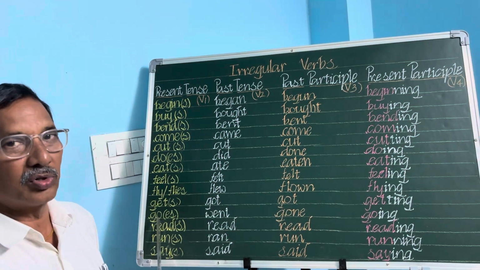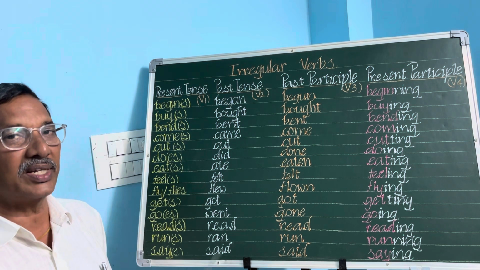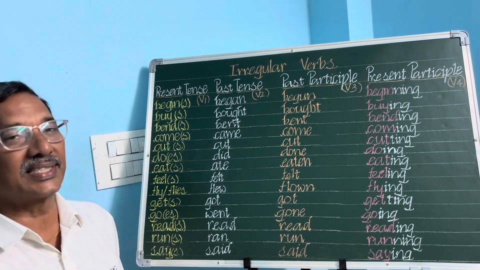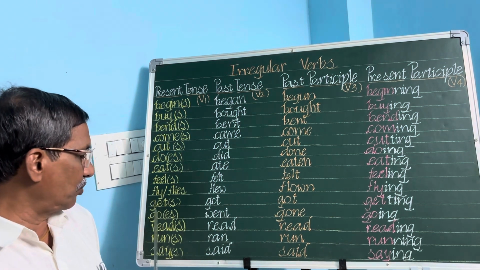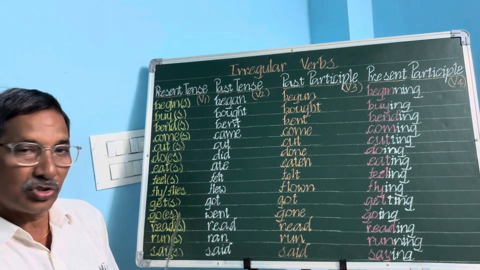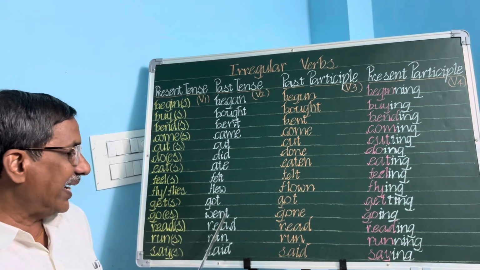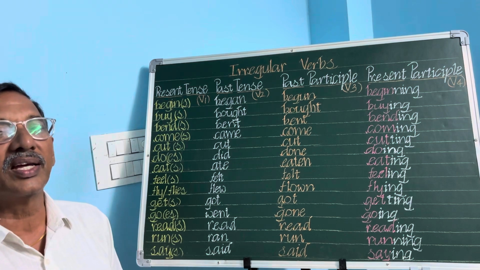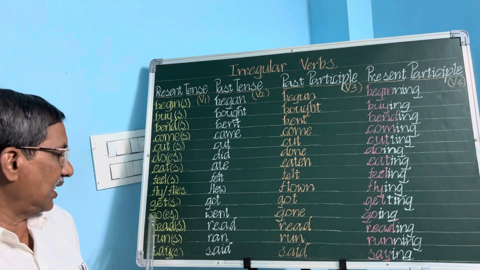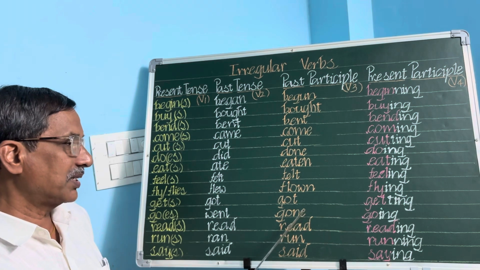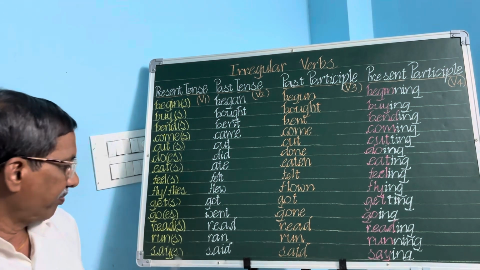Go, the s form is goes, in the same way as does. While adding s we have to add e also. Goes. Went. These two forms do not have any relation. See here, go and went, and the third form, past participle form, is gone, and going.